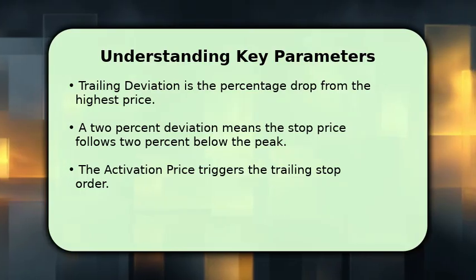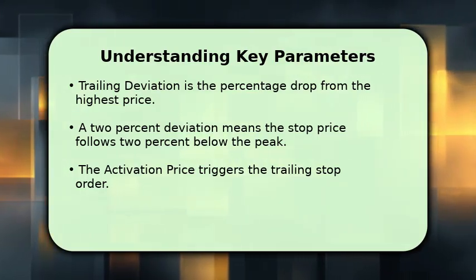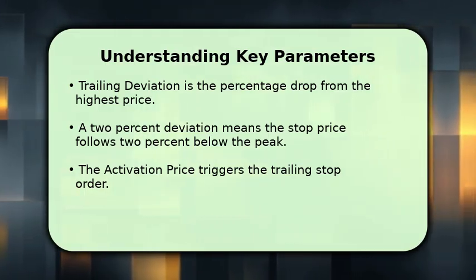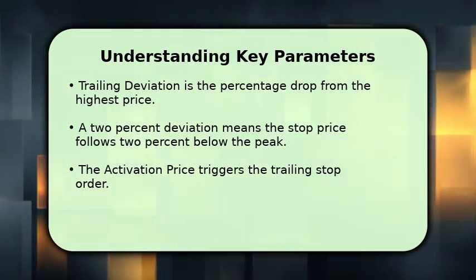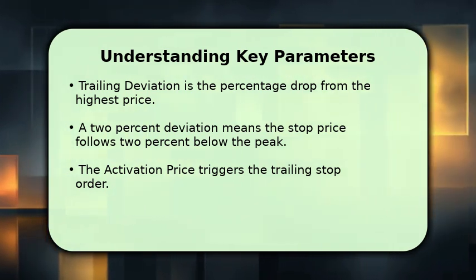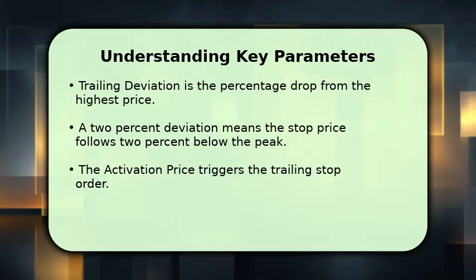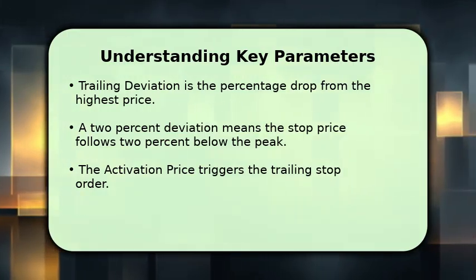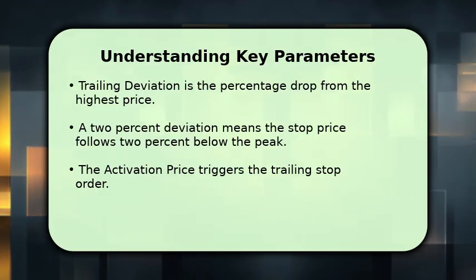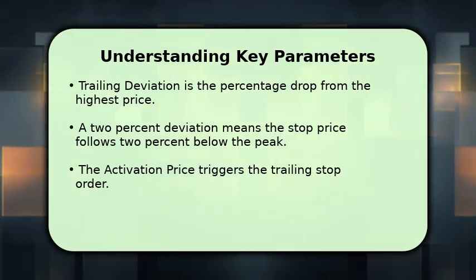Let's clarify the key parameters. The trailing deviation is the percentage below the highest price achieved that your stop loss will follow. For example, a 2% deviation means your stop price will always be 2% below the peak price. The activation price is the specific price point that must be reached for your trailing stop order to become active. Until this price is hit, the order remains dormant.